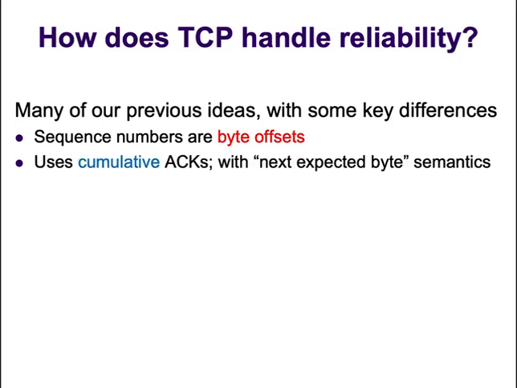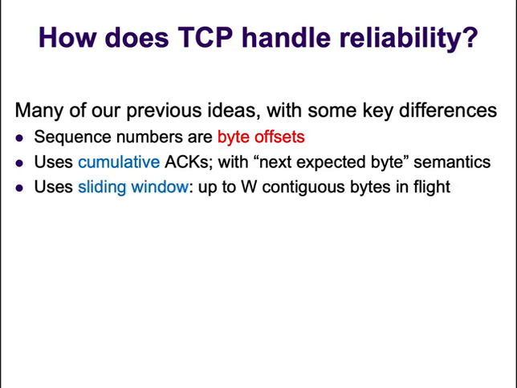TCP uses cumulative acknowledgements. If you remember from last time, we talked about individual, full information, and cumulative acknowledgements. TCP uses cumulative acknowledgements, so it's saying, I've received all bytes up to this point. It might have received some bytes beyond that point, but it's not going to tell you about that in the acknowledgement. The semantics are, here's the next expected byte, my first unacknowledged byte. It uses a sliding window, so your window is W consecutive, contiguous bytes that you can have in flight.